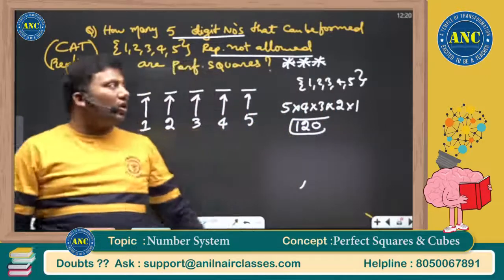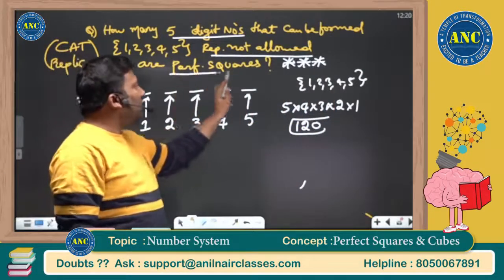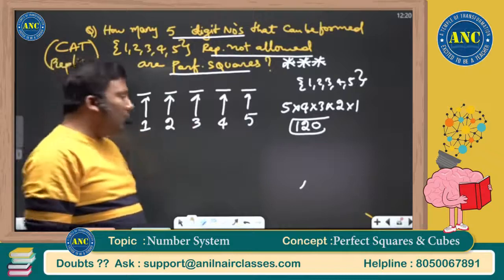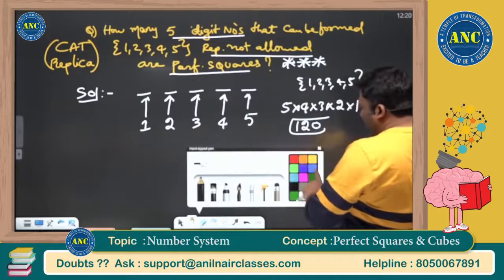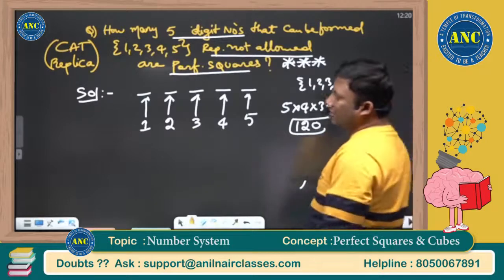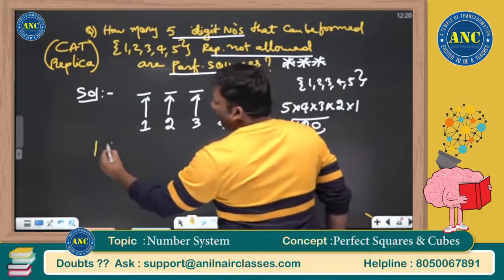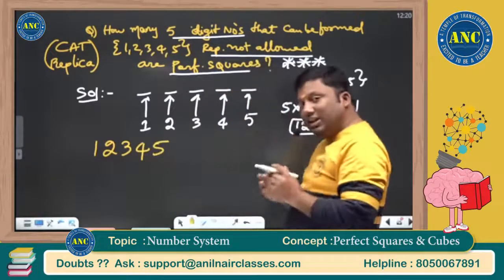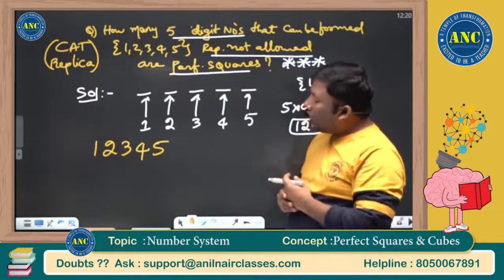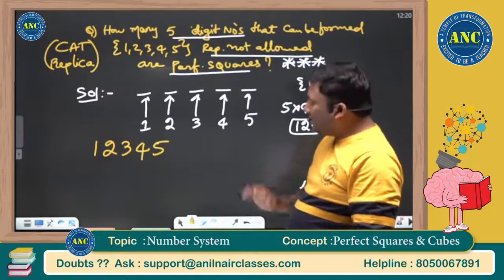120 numbers. Which of these numbers are perfect squares, he is asking. Very good question. Students who think logically will get this answer very fast. Can I say one number will be like this: 1, 2, 3, 4, 5? Is there any digit that is repeated? No. 1, 2, 3, 4, 5. All the 5 digits are used.